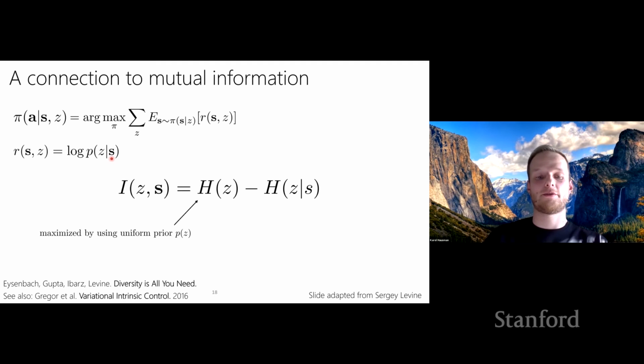And one particular version of this is introduced in this paper called Variational Intrinsic Control. But I guess overall, by controlling what this classifier takes as input, you can control the resulting diversity of the skills.